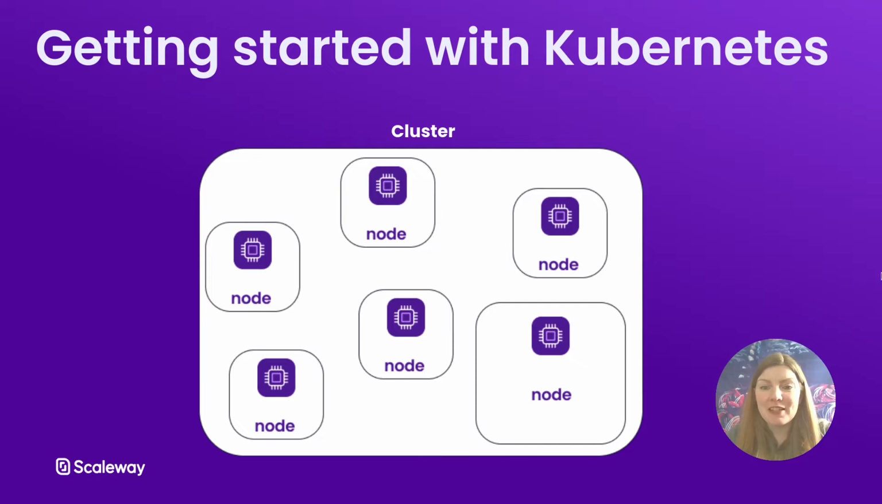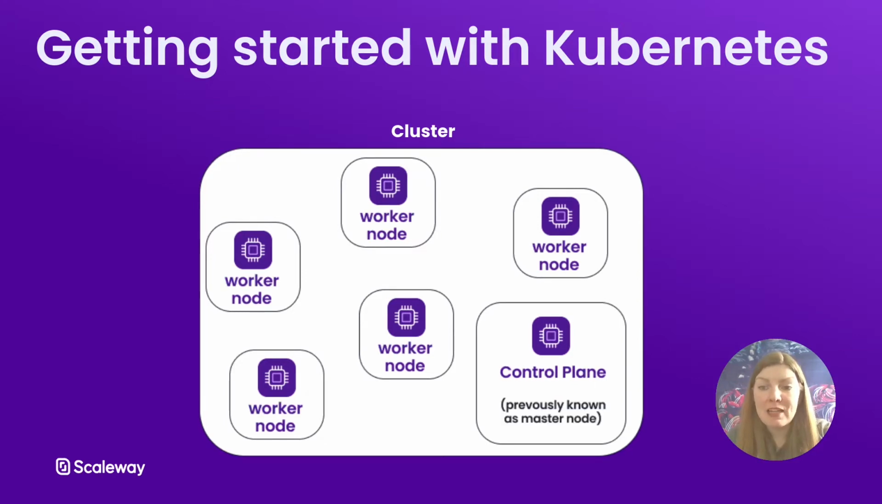So the first concept we're going to see is the cluster. A cluster is at the very heart of Kubernetes. If you're running Kubernetes, you're running a cluster. And a cluster is a set of machines called nodes running containerized applications that are managed by Kubernetes. And a cluster has several worker nodes and at least one control plane. And the control plane was previously known as the master node.